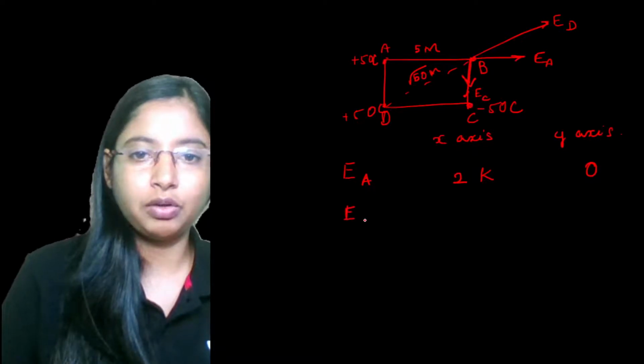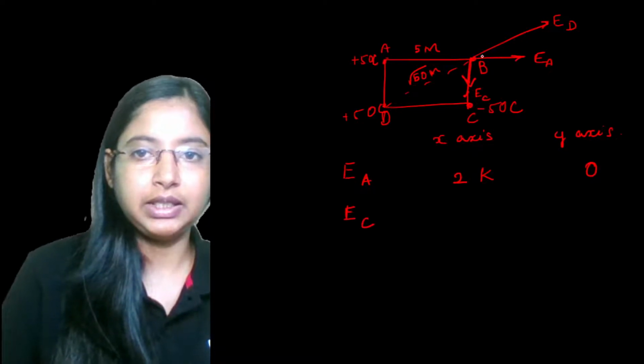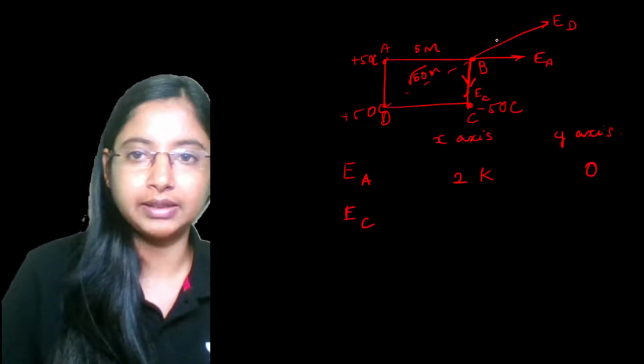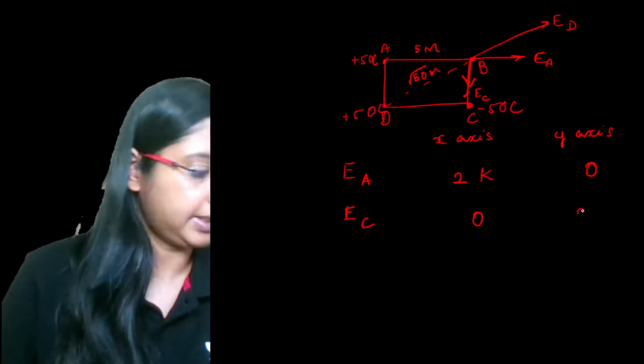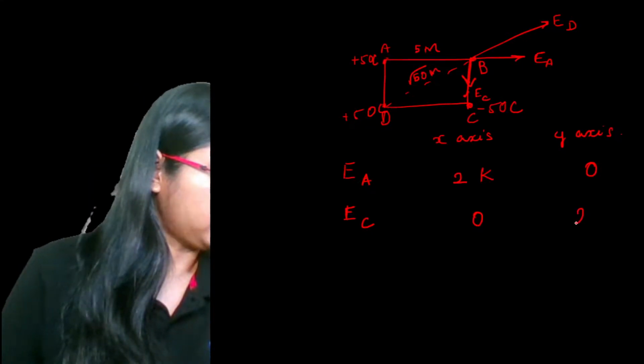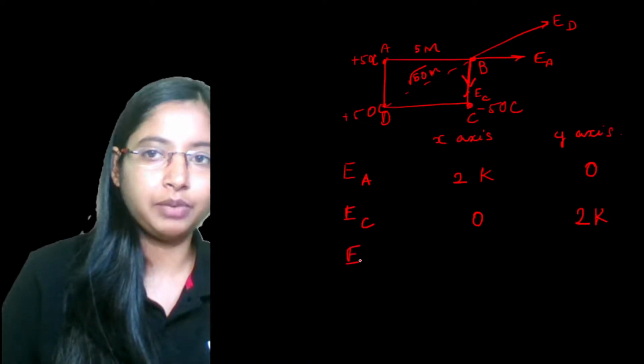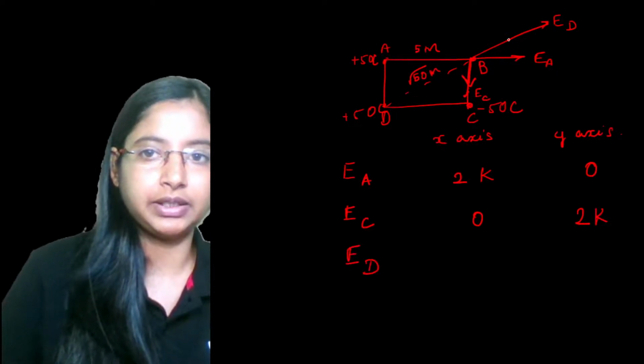Now if you look at the component EC, there is no x component for EC, it's not acting along the x-axis, so that's 0. Along the y-axis it has a component 2K. Okay. Now comes your component ED, that is this component.